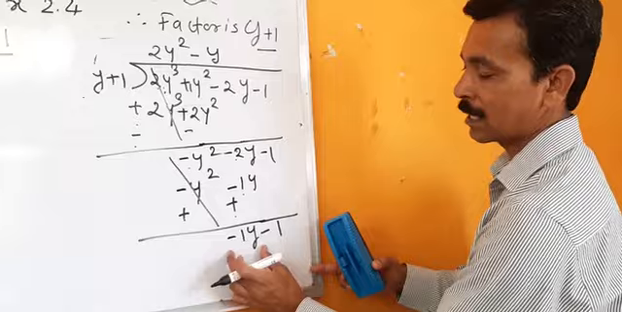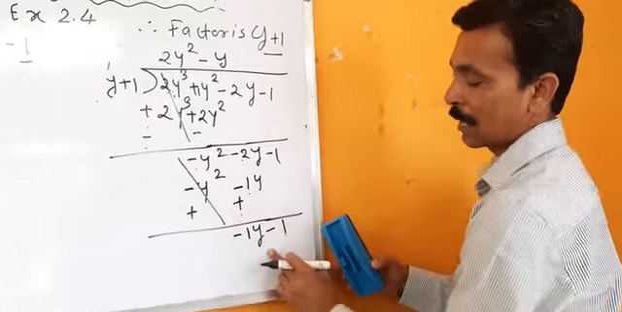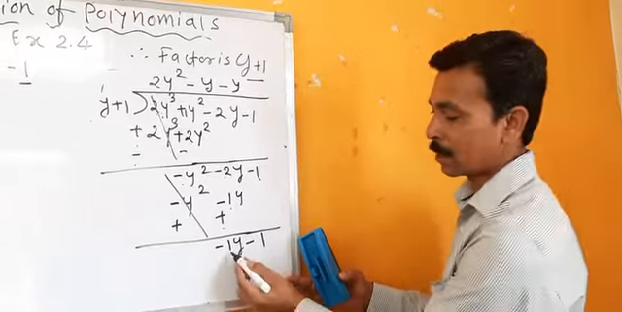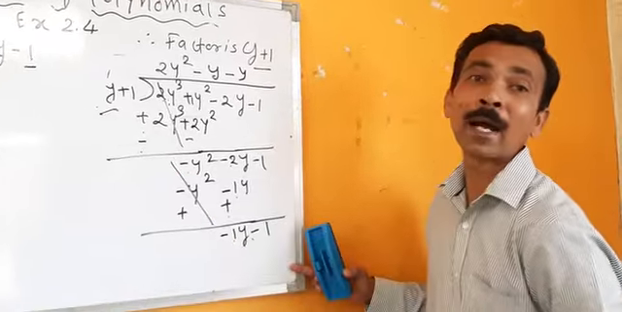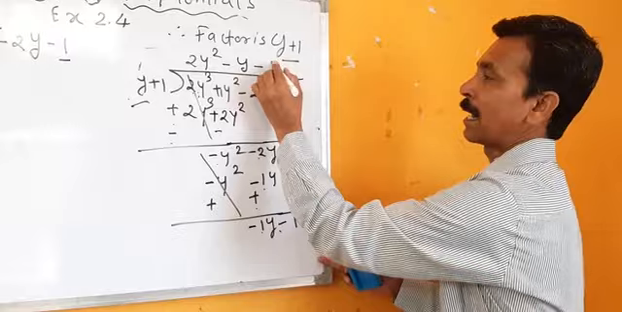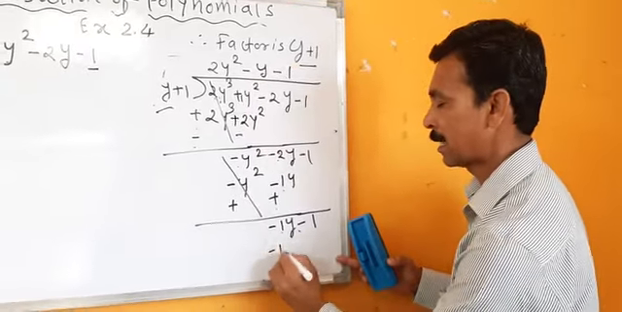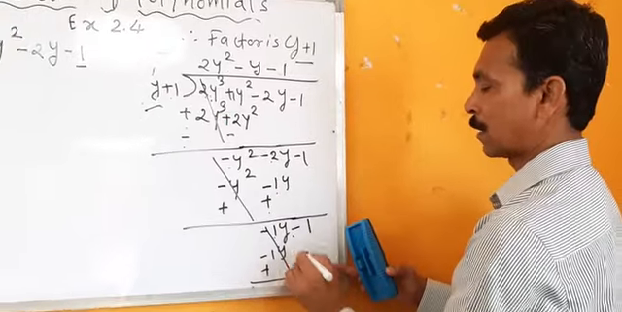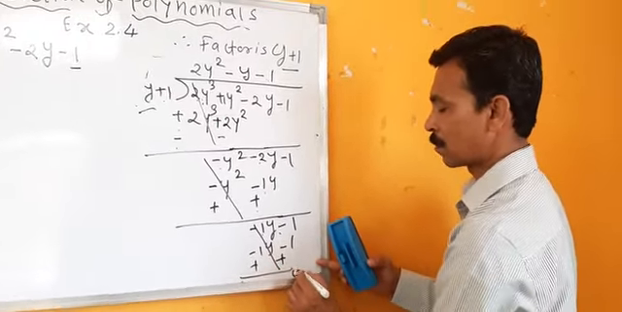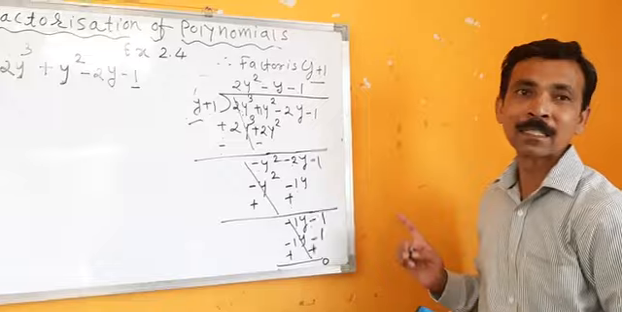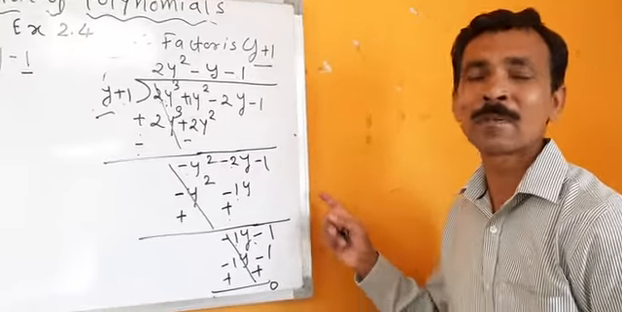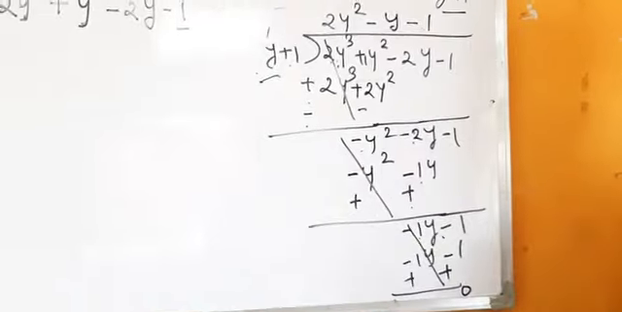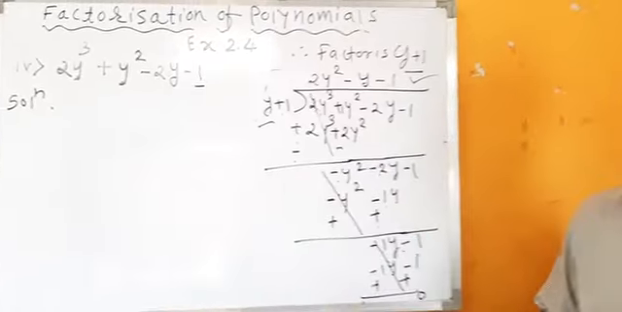Now divide this minus 1y divided by y. Minus 1y by y is what? Minus 1. Are you getting? Minus 1y divided by y is minus 1. It is plus. Then minus 1 into plus 1 is minus 1. This becomes plus. Remainder is 0. Remainder has to come 0. If remainder does not come 0 means your calculations are wrong. But this is not the end. After getting the quotient, we have to factorize it.